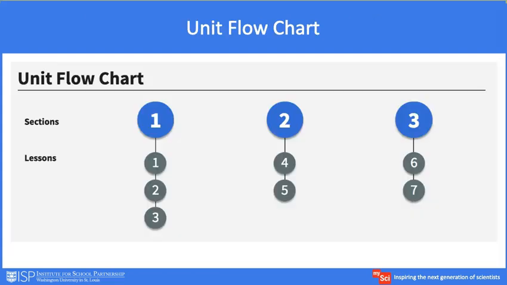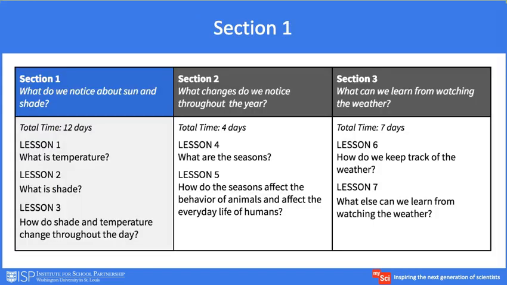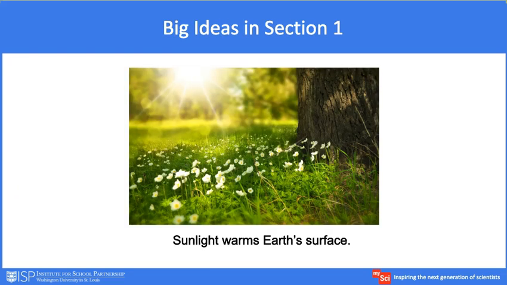Now that we have an idea about what students will study in this unit, take a look at the unit flowchart. This unit is divided into 3 sections, and there are 7 lessons total. Section 1 asks students to observe sun and shade and the effects of sun and shade. This section will take about 12 days. Here are some of the content level big ideas for Section 1 and how students will figure them out.